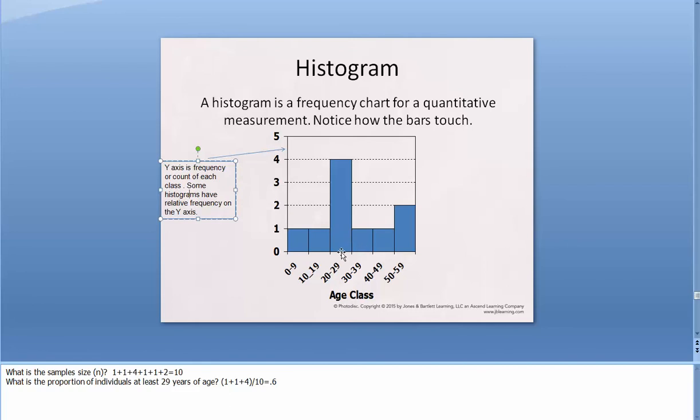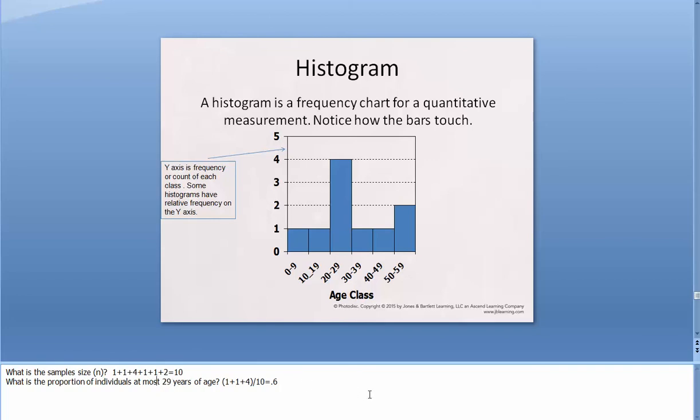First of all, let's see in a histogram how we can see. It's 1 plus 1 plus 4, which will be 6. 6 over 10 is 0.6. So 60% are at most, not at least, I'm sorry, it should be at most 29 years of age.